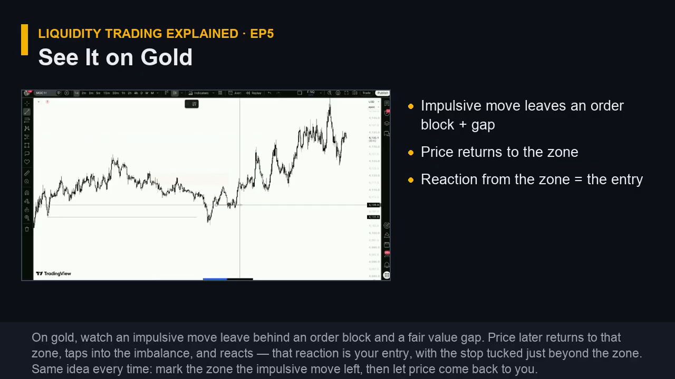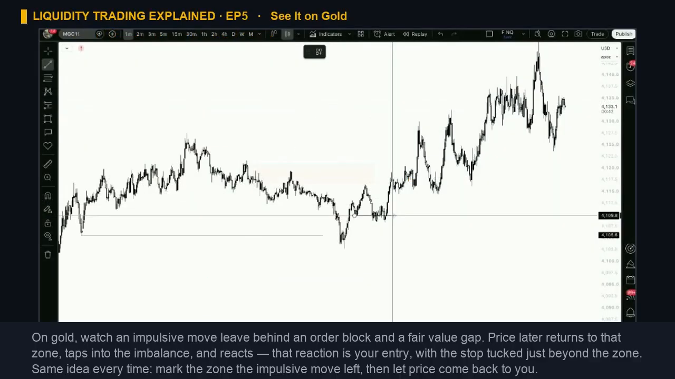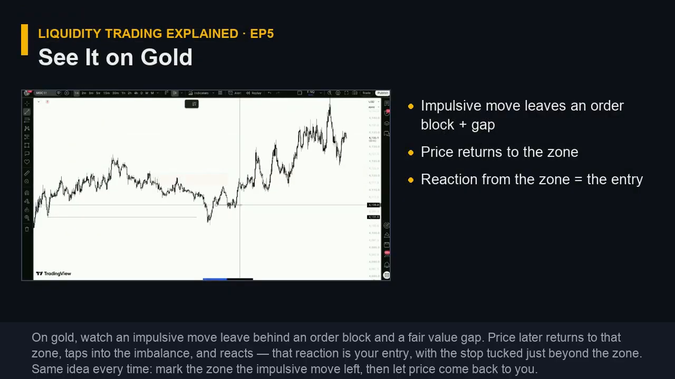On gold, watch an impulsive move leave behind an order block and a fair value gap. Price later returns to that zone, taps into the imbalance, and reacts. That reaction is your entry, with the stop tucked just beyond the zone. Same idea every time. Mark the zone the impulsive move left, then let price come back to you.